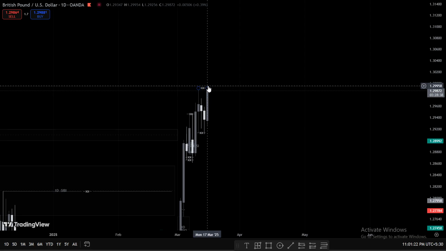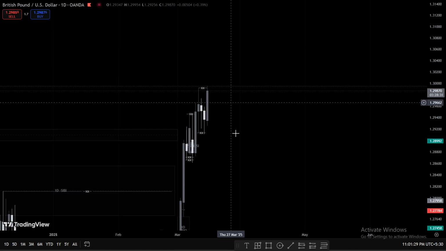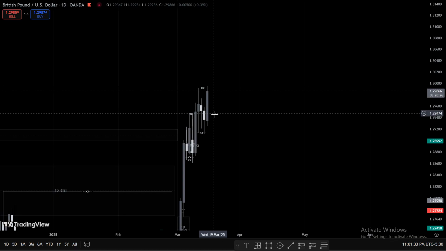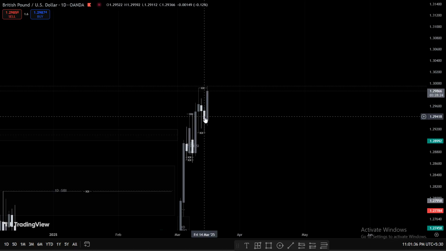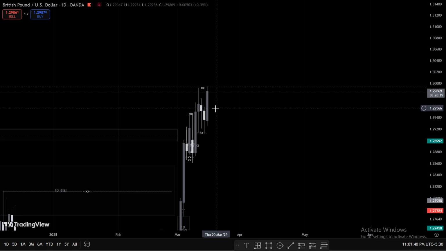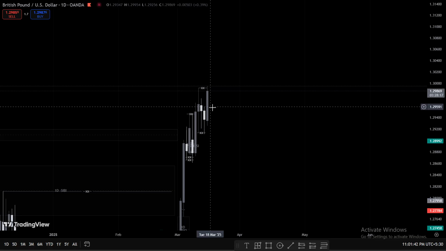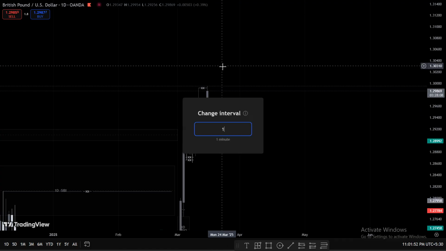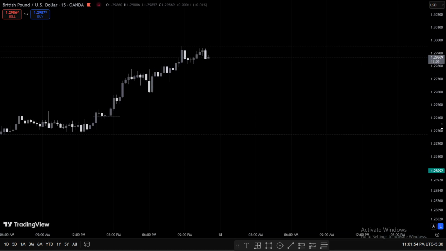So for now what we can expect is price going below after taking this buy side liquidity. At least price can trade up to somewhere around the body of this candle, or if it was not so bearish, it would trade around the high of this candle. So let's just see on the 15 minutes time frame.